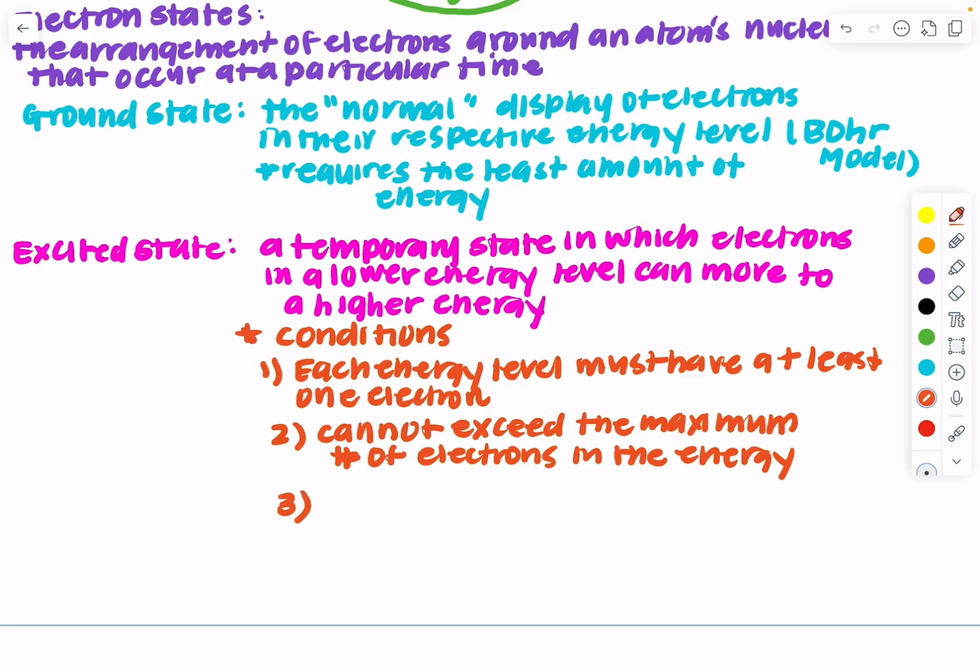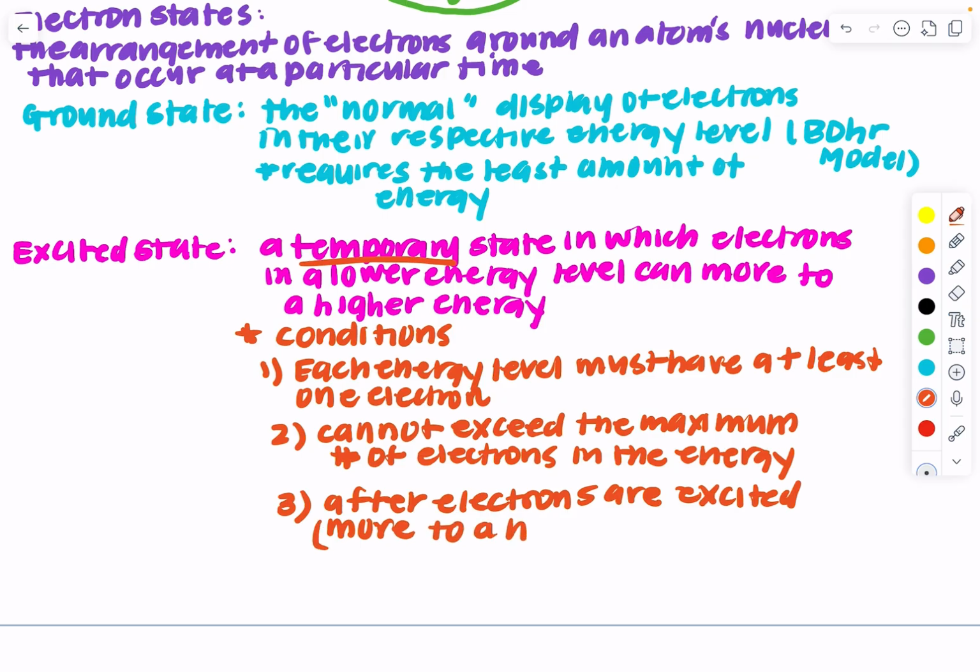And then number 3 goes back to the definition and this word temporary. After electrons are excited, or when they move to a higher energy level, it's only temporary. Once that excitation is done, the electrons return to the ground state.